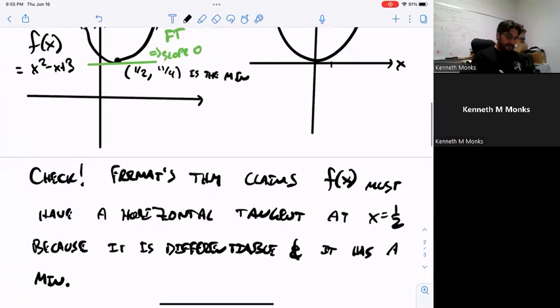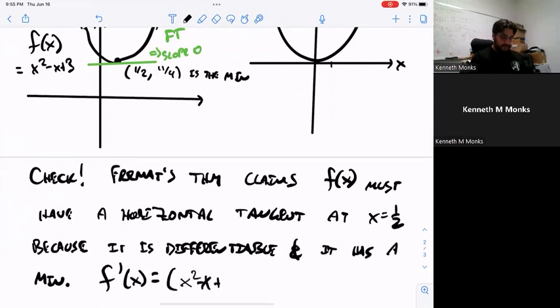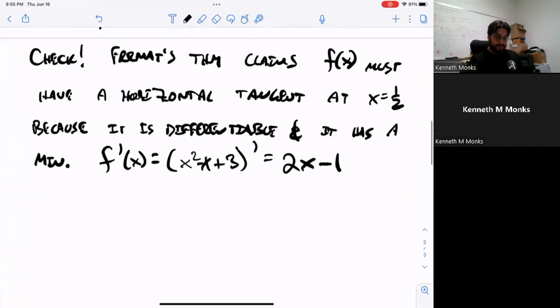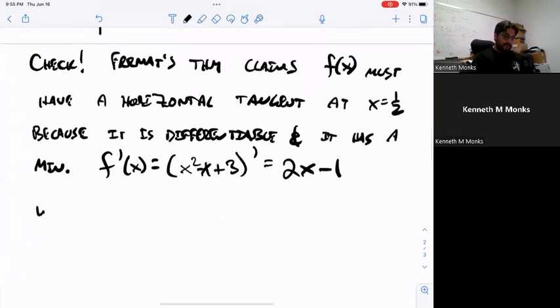So how can I check this? Well, take the derivative, calculate. Do the derivative of this function. I can apply linearity and power rule, and I get 2x minus 1 as the derivative. And now I can plug x equals 1/2 into that formula.